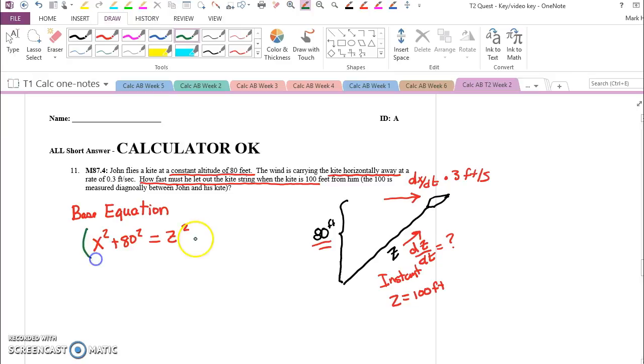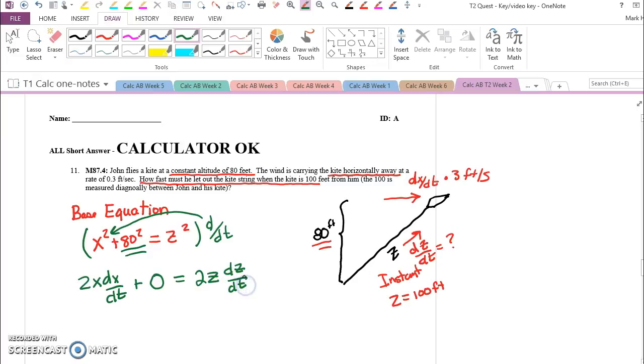Second step, always differentiate with respect to t. So differentiating the first term, 2x dx/dt. Differentiating the second piece, 0, because the derivative of a constant is 0, equals 2z dz/dt.